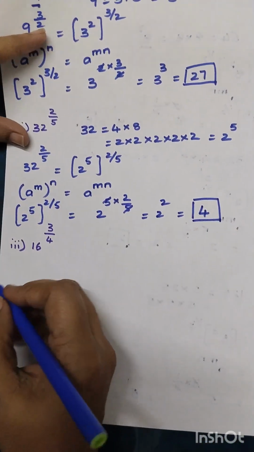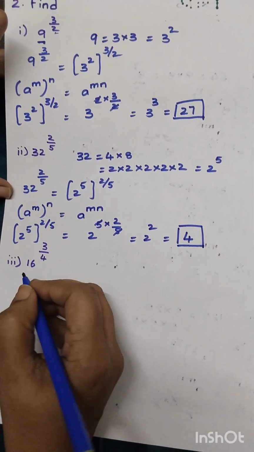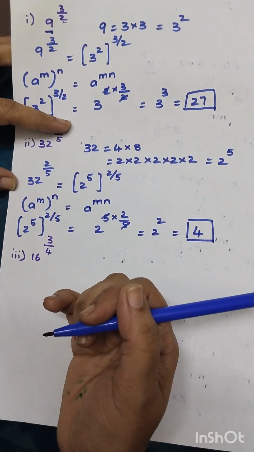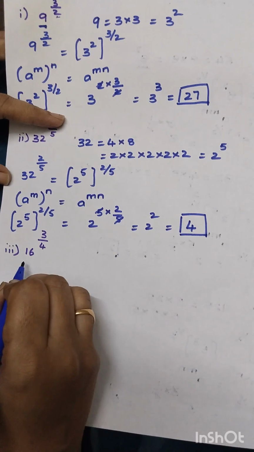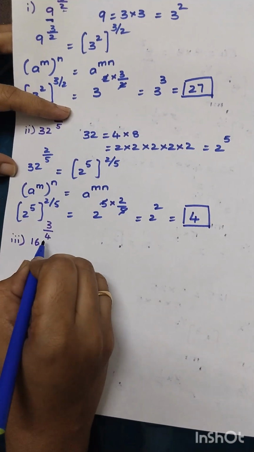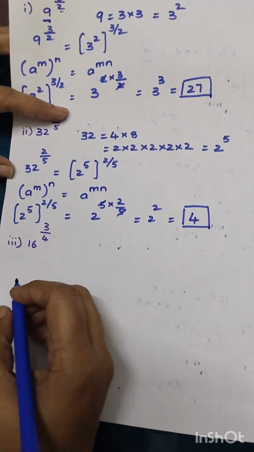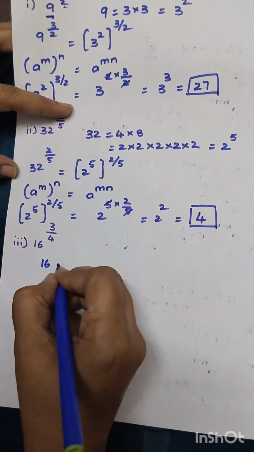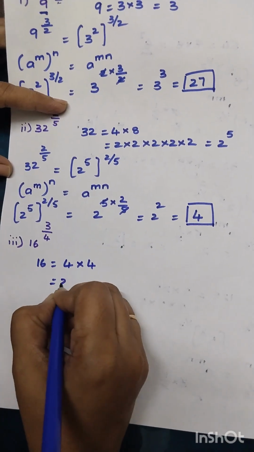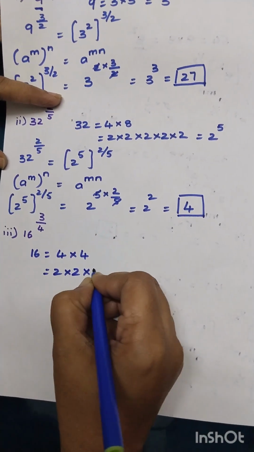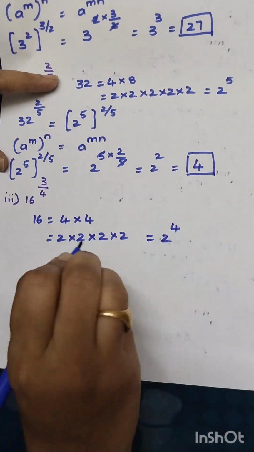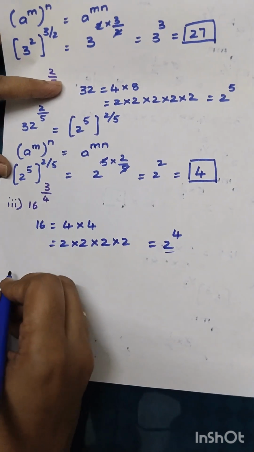Now let's go to the next question. It is 16 to the power of 3 by 4. So as solved earlier, now what we have to do? We have to check whether 16 can be written in the form of a number to the power of 4, because here the denominator is 4. So let's see whether we can write. 16 can be written as 4 into 4, right? So this can further be written as 2 into 2, 2 into 2. That is 2 power 4. So 16 can be written as 2 power 4.